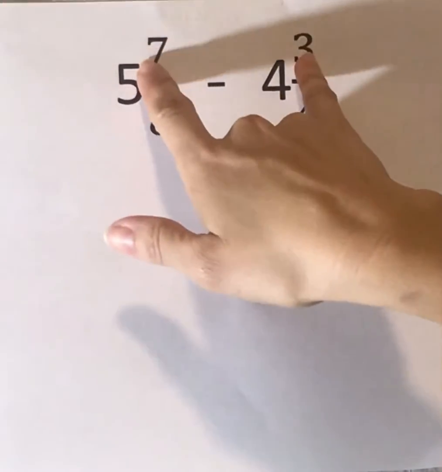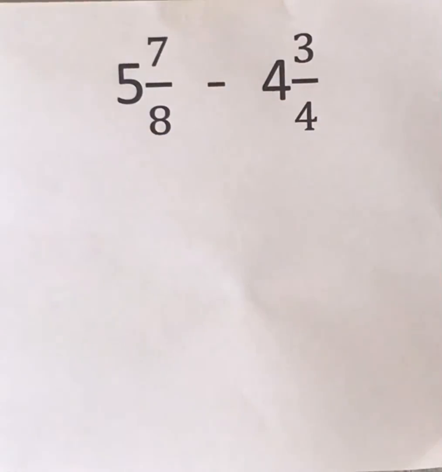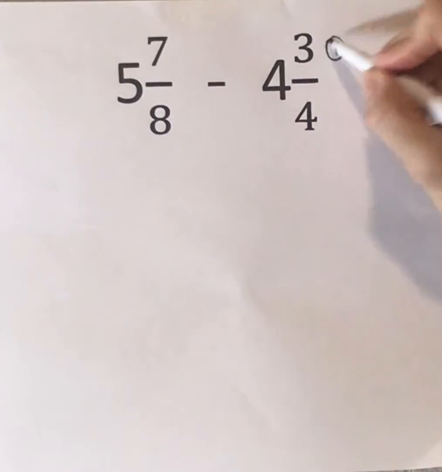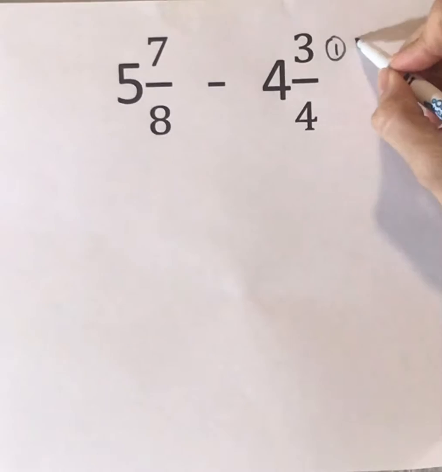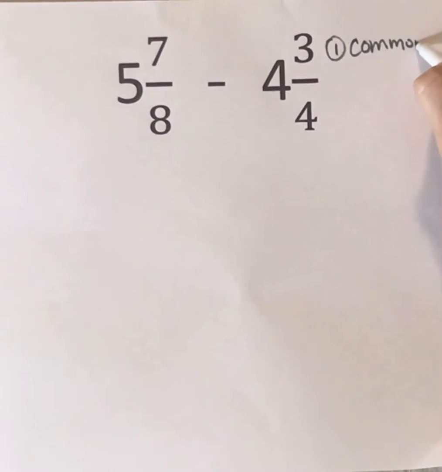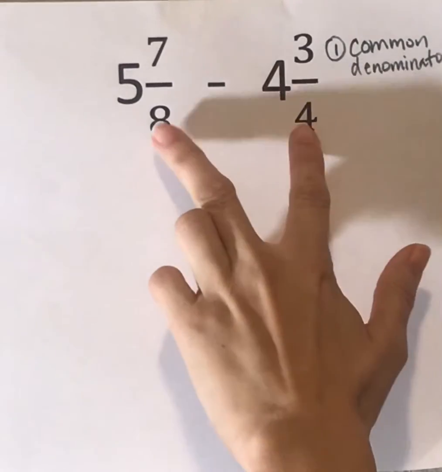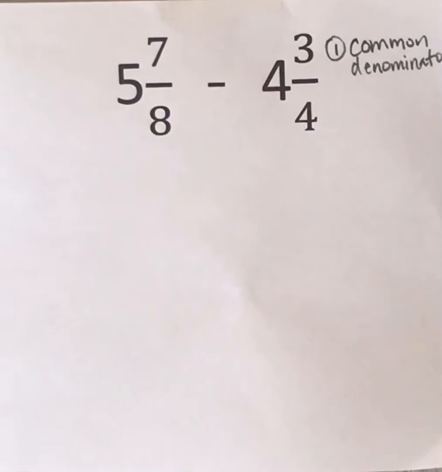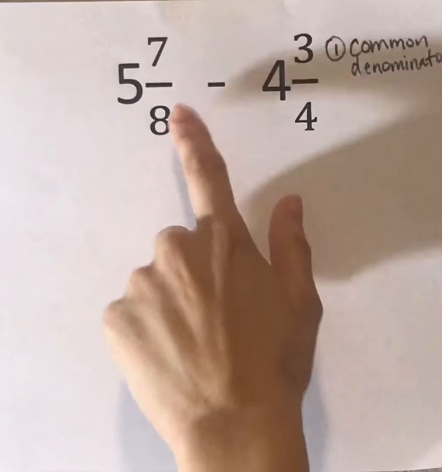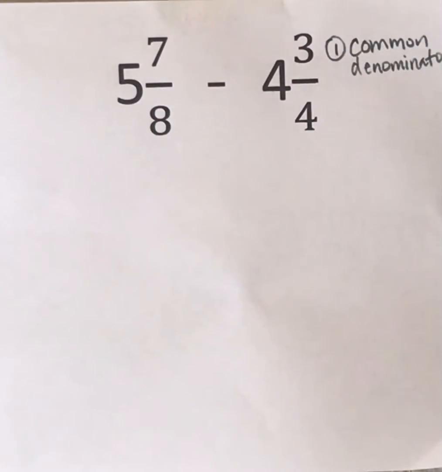Remember, the top is the numerator and the bottom is the denominator. So our first step is to make sure that these are the same, and we call that a common denominator. So to find a common denominator, we're going to think about the multiples of 8 and 4. And remember, a multiple is just skip counting by that particular number.